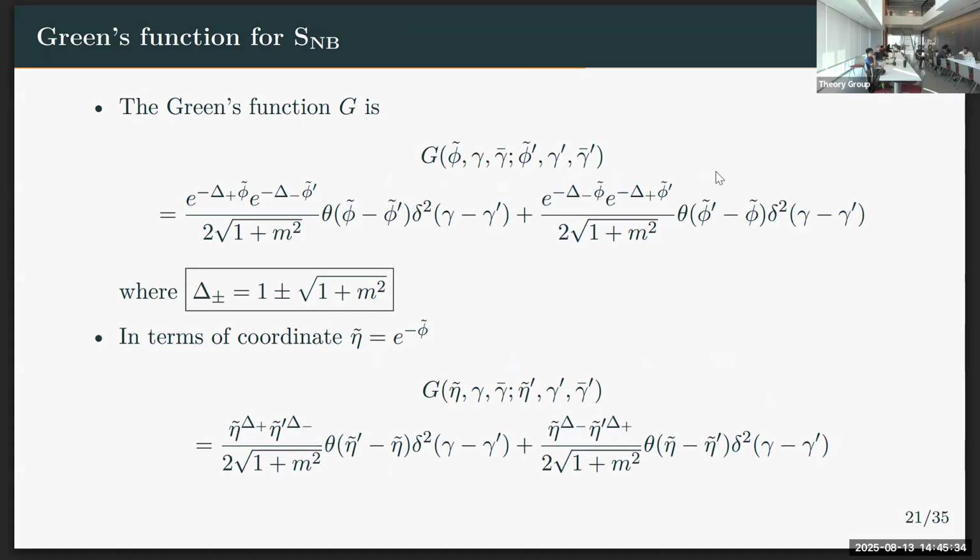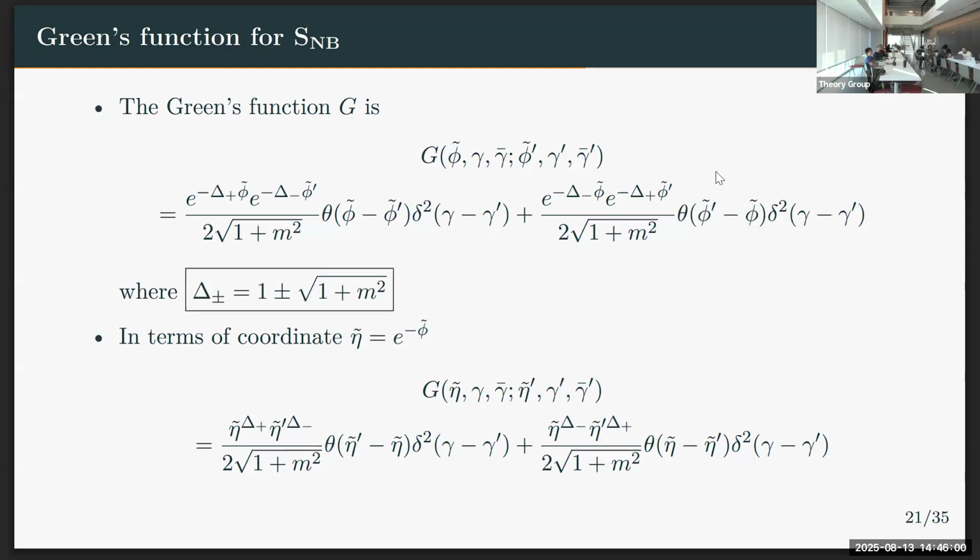So you can see that there's a theta function in this phi tilde direction, and this delta 2 is a contact term in the spatial direction, right? And then there are a bunch of these conformal factors which are also there when you are doing this scalar field theory in Euclidean AdS space time, right? And this delta plus minus is related to n square as follows, right?